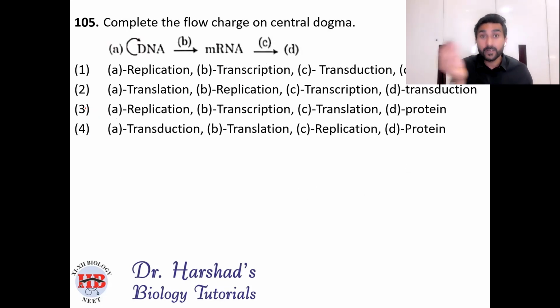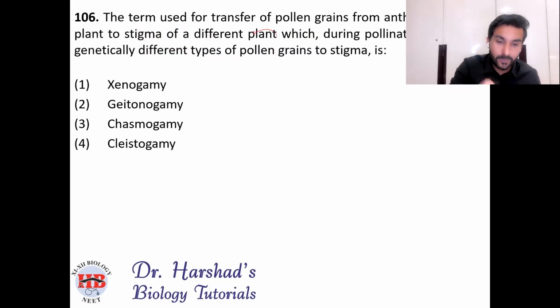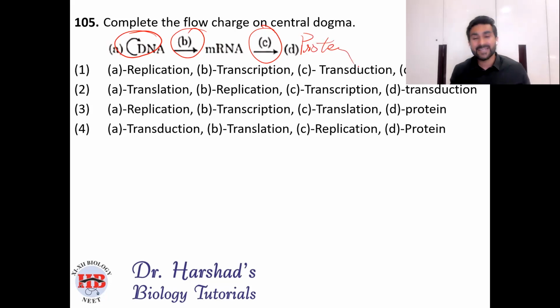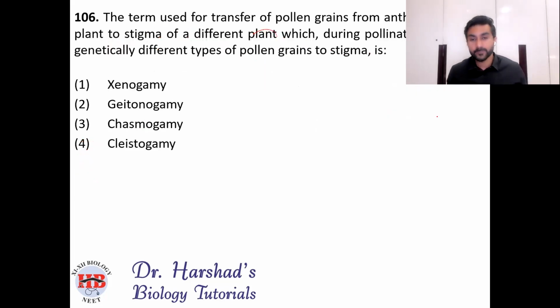Yeah, this is your central dogma of molecular biology, whereby DNA forms DNA itself by the process of replication. DNA forms mRNA by transcription. It forms protein by translation, and by translation, protein is formed. So A is replication, B is transcription, C is translation, and D is protein, which is our option number 3. So that would be our answer in this case. Replication, transcription, translation, and protein.